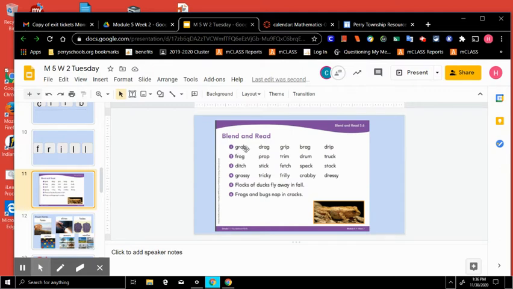Let's look at these words. I have grab, drag, grip, brag, drip. In line 1, do you see any words that have the same beginning sounds? Pause your computer and tell somebody sitting next to you if any words have the same beginning sounds.